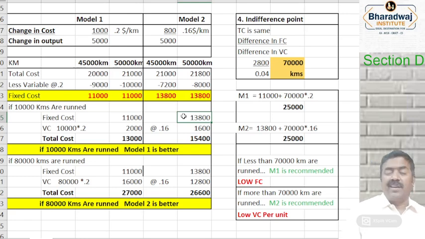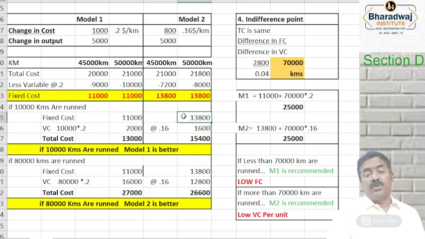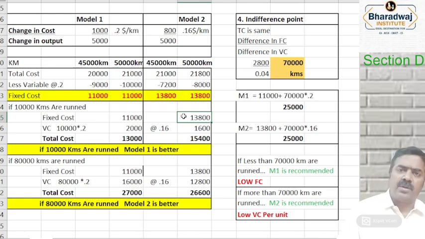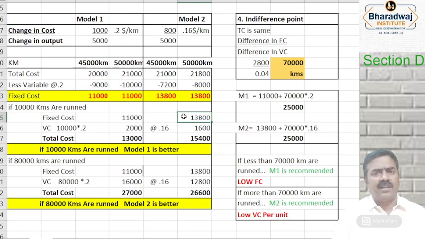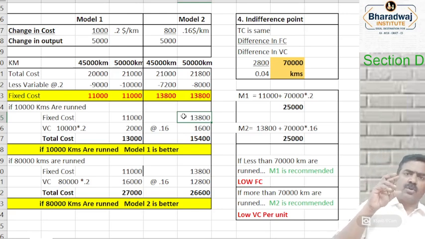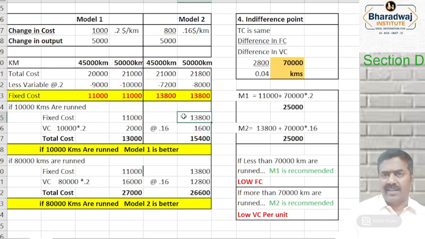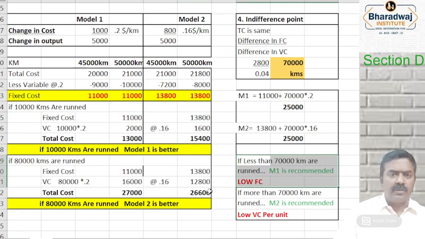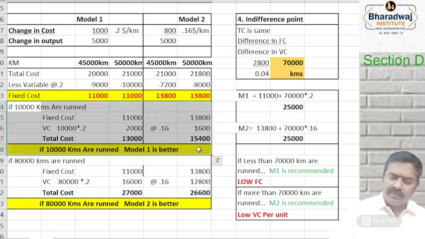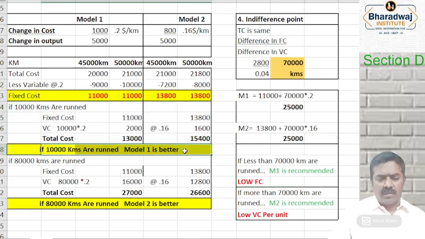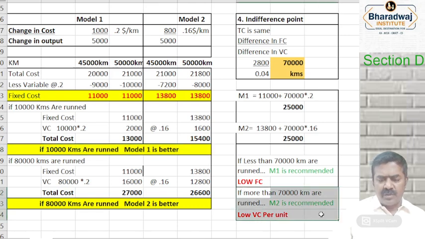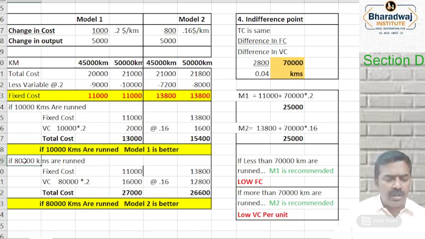But a person who is running a call taxi or using it for business purpose, daily 100 to 200 kilometers, will obviously go for a diesel car, because though fixed cost is more, variable cost per unit will become what? Less. That is why below 70,000 kilometers, we prefer the model which is having what? Low fixed cost. Best example is this one. When you're using for only 10,000 kilometers, truck 1 or model 1 is better. When you're using for more than the indifference point, model 2 is better.